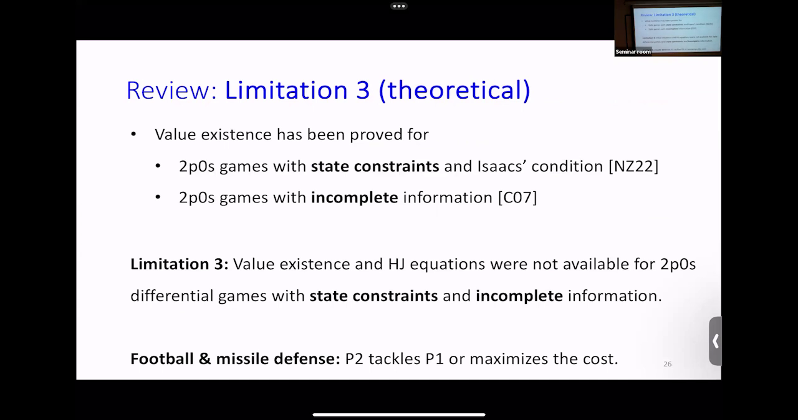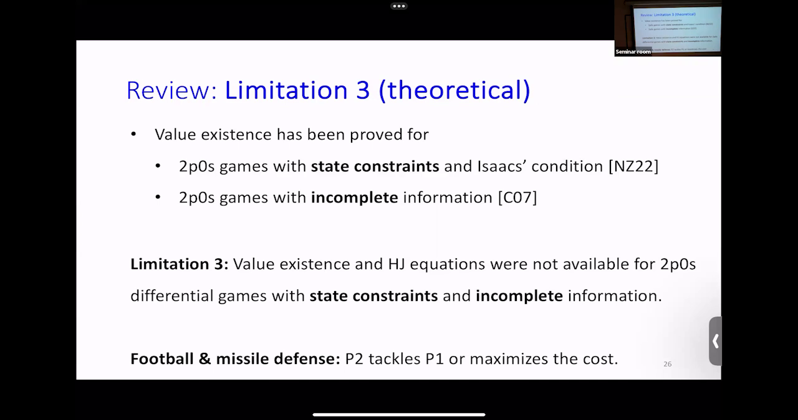All right. The third issue is a theoretical one. So far, value existence has been proved for two-player zero-sum games with state constraint. This is done on the control side, and also for games with incomplete information. This is done on the applied math side. But there hasn't been a proof of value existence for games with both incomplete information and state constraint. So this is a contribution of our SIAM paper this year, where we proved the value existence, also derived the Hamilton-Jacobi equations and the Nash equilibrium for this type of games.